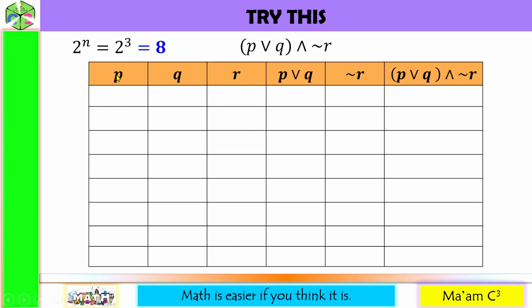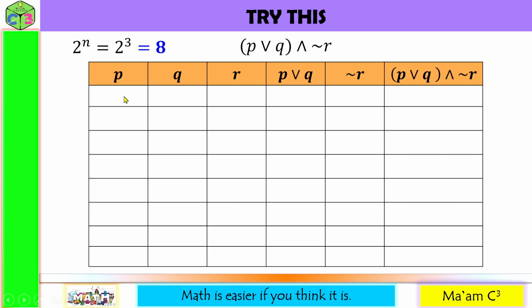This is P, this is Q, this is R, this one in parentheses is P or Q, this one is not R, and this last column is for the whole thing, P or Q and not R.